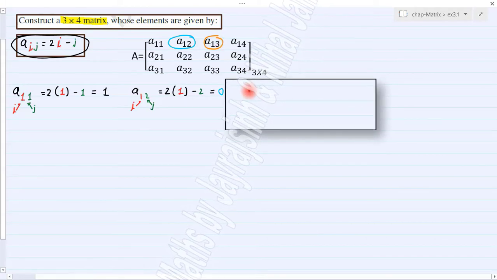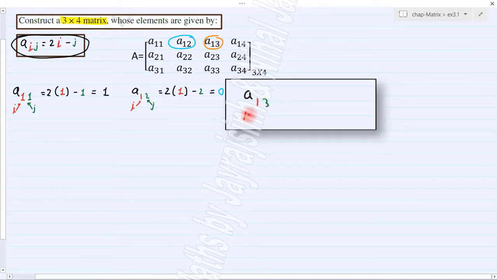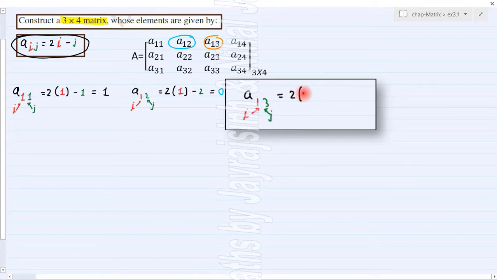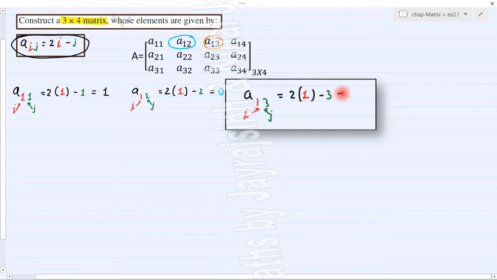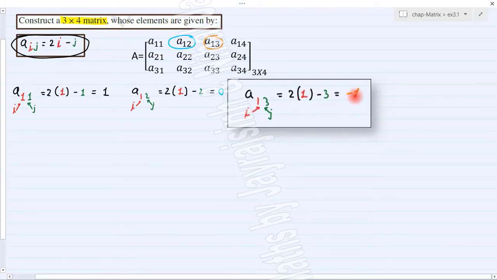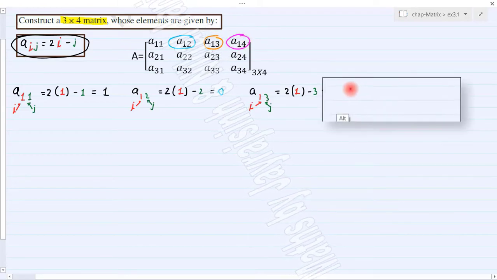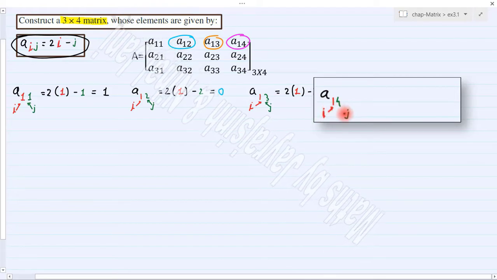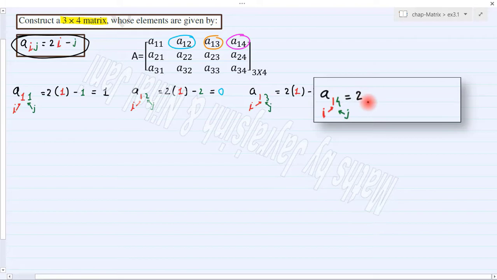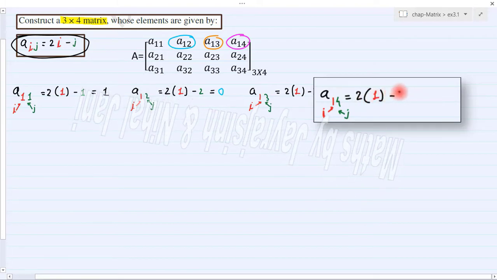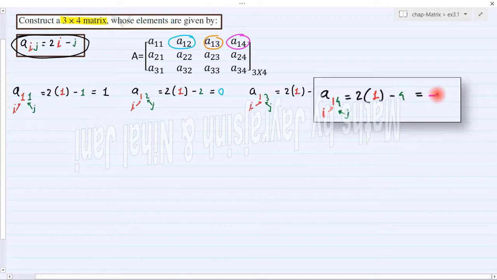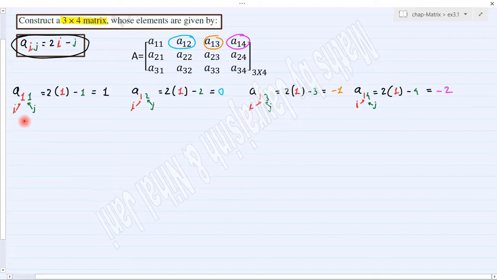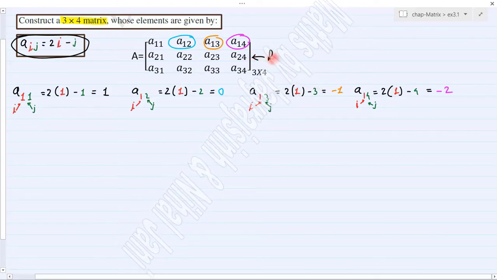Then you have to find out A13, where i is 1 and j is 3. So we will get 2 times 1 minus 3, which will give us minus 1. Then your next element will be A14, where i will be 1 and j will be 4. So we will get 2 times 1 minus 4, which will give us minus 2. So we successfully get the elements of the first row. Now let's move to the second row.